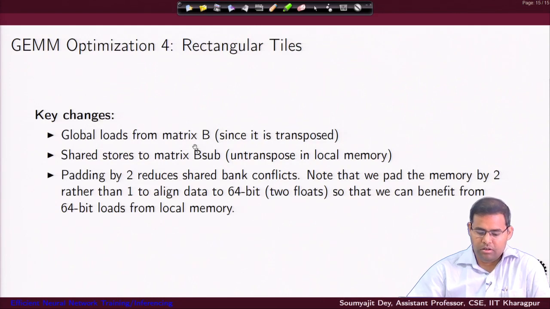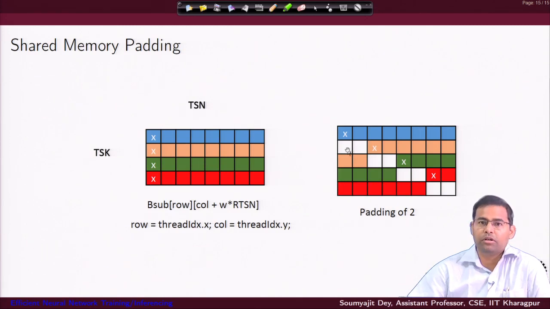So, that is the good thing about rectangular tiles, and it helps you in optimizing global loads. The second important thing is that you made the changes to optimize the shared stores, and then you padded the extra locations to avoid bank conflicts. Now, why 2 locations? Why not 1 location? That is also an important thing, right?